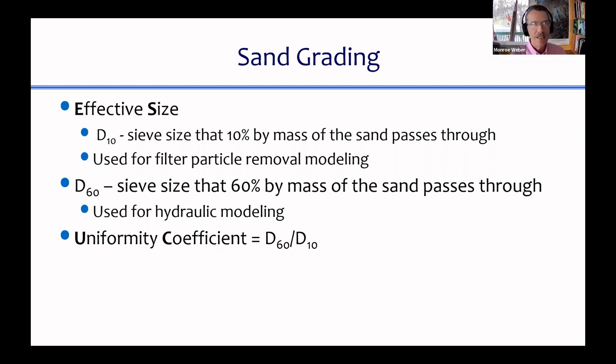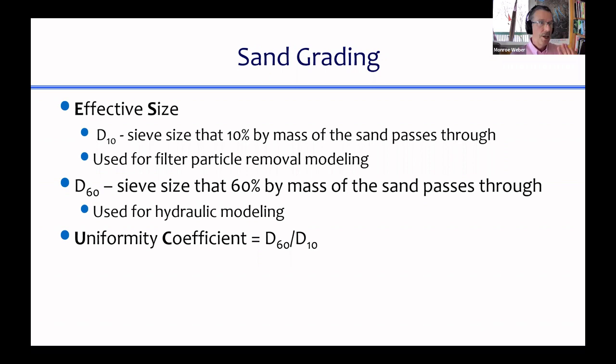And that's the size that we will tend to use if we're calculating head loss through a clean filter bed. We would use the D60 size in those equations. And then there's a uniformity coefficient, which is you divide those two sieve sizes. What you would like is for those two sieve sizes to be close to the same, meaning that you have sand grains that are pretty uniform in size. So a uniformity coefficient of 1 would mean that the same sieve that holds 60% of it also holds 10% of it, which isn't quite possible, but they're really, really close to the same size.